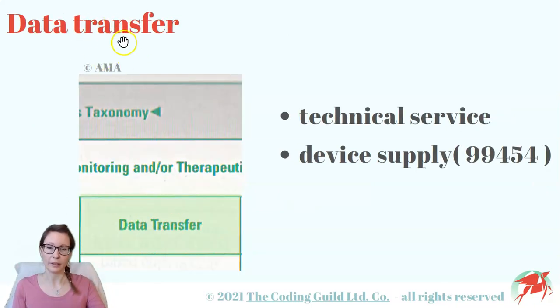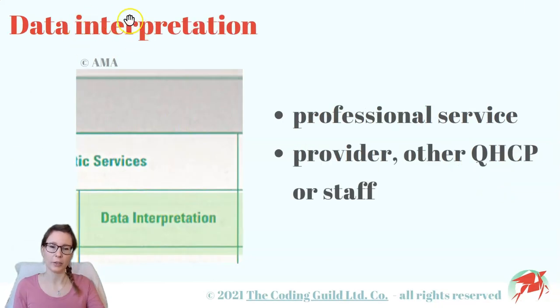The second column, data transfer, is very similar. These are services where data from a device is remotely transferred to a monitoring center or a dedicated server in the physician's practice. Because this is a purely technical maneuver, there will be no work RVUs involved either. These are technical component only codes. And so much so that some codes in this column are for transfer and device supplies as well, for example code 99454.